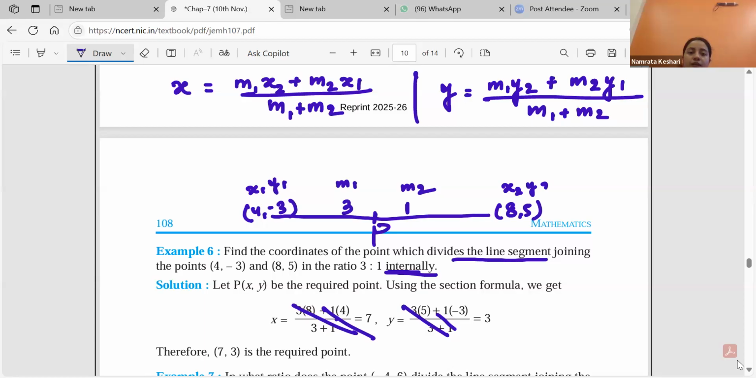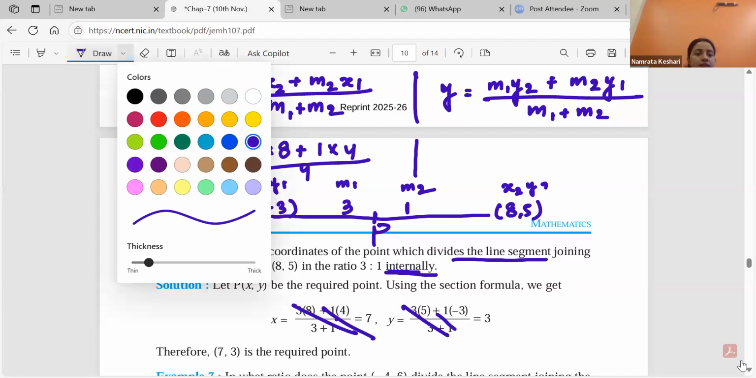And m1 is 3, x2 is 8, plus m2 is 1, x1 is 4, over m1 plus m2, 3 plus 1 is 4. You just do the calculation, you will get the answer. Is it clear to all of you? Is it clear? Yes, ma'am. Okay, that's called the section formula.